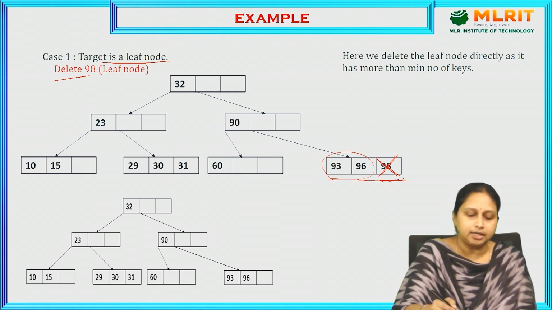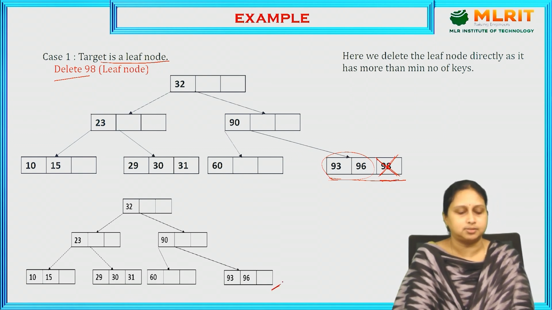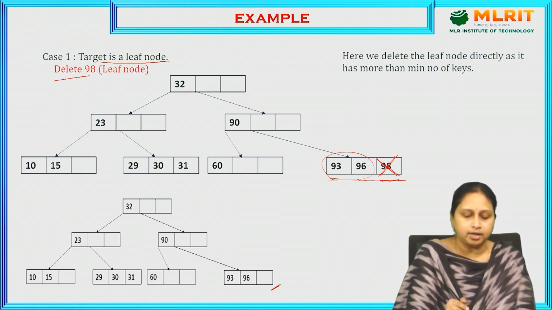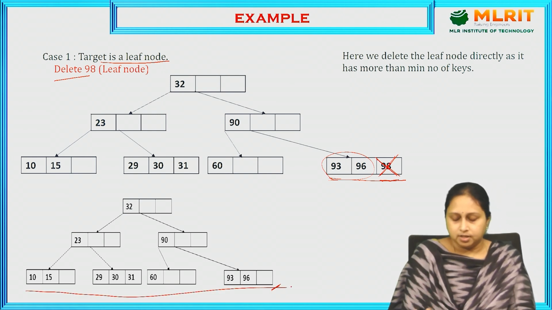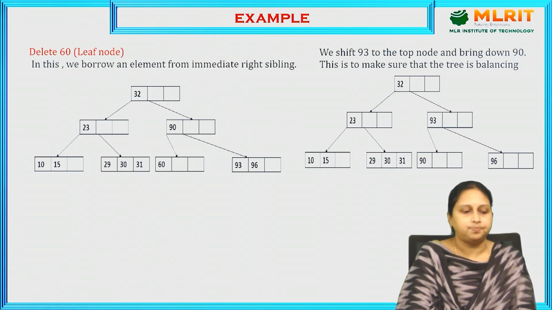After deleting 98, we are going to get the tree like this. Directly we are going to remove 98, and we are going to have the tree in this format. Now, the other case. Now I want to delete 60.